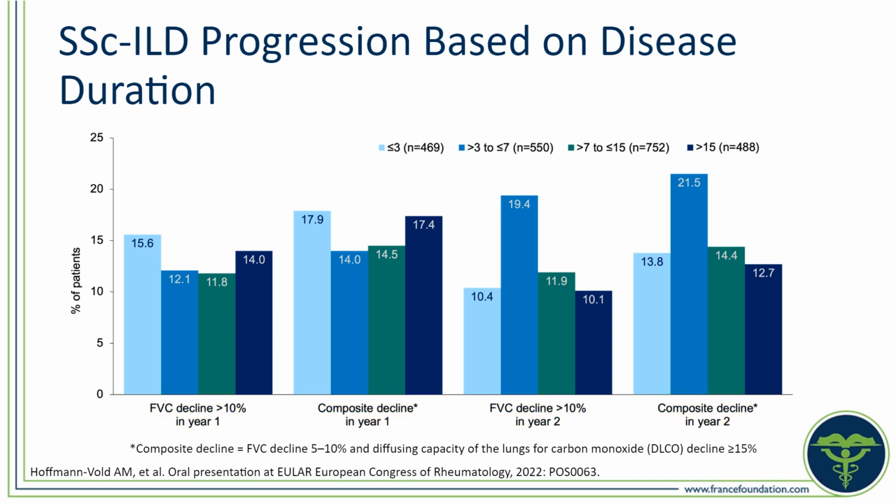And what's notable about this is even these patients with a disease duration of more than 15 years were having declines in these pulmonary function test parameters. So what you need to understand from this research is that you can never stop monitoring for progression of ILD in a patient with systemic sclerosis.